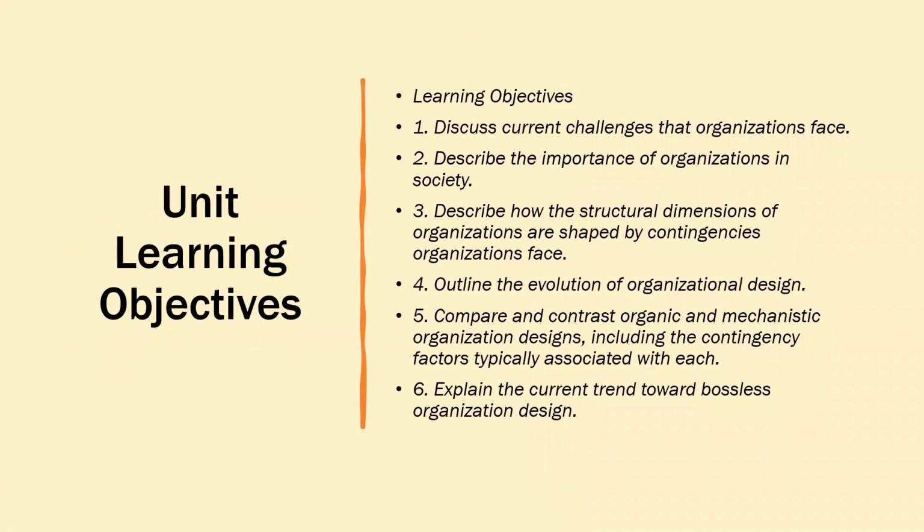For this unit, at the end of the unit, you should be able to discuss current challenges that organizations face, describe the importance of organizations in society, describe how the structural dimensions of organizations are shaped by contingencies organizations face. Also, to outline the evolution of organizational design, compare and contrast organic and mechanistic organizational designs, including the contingency factors typically associated with each, and also to explain the current trend towards the bossless organization design.